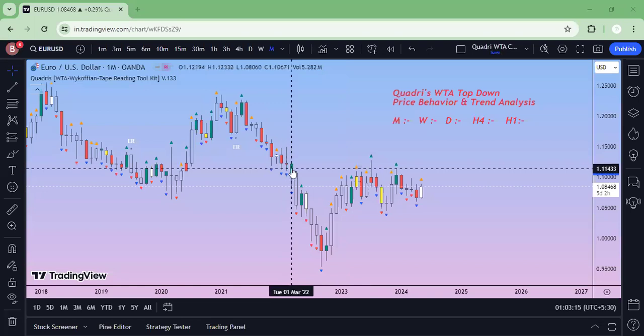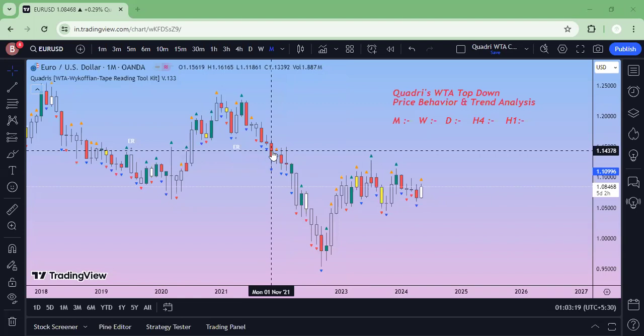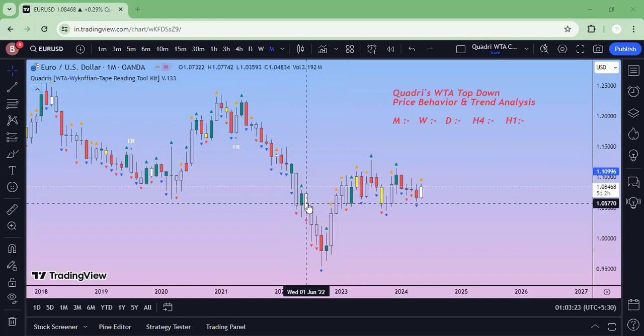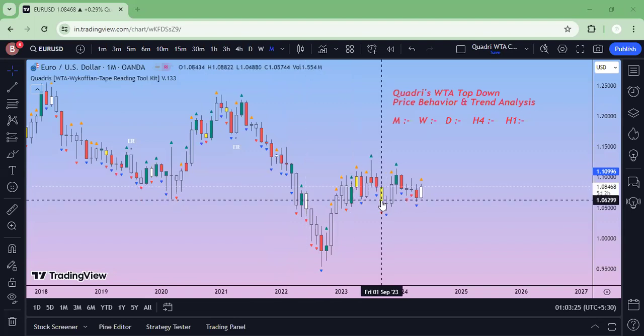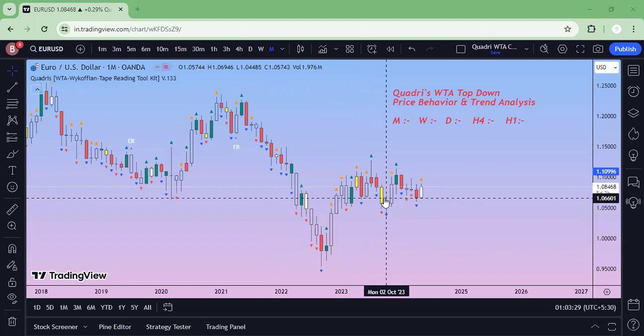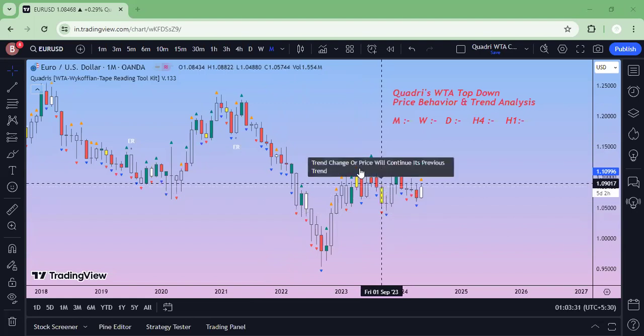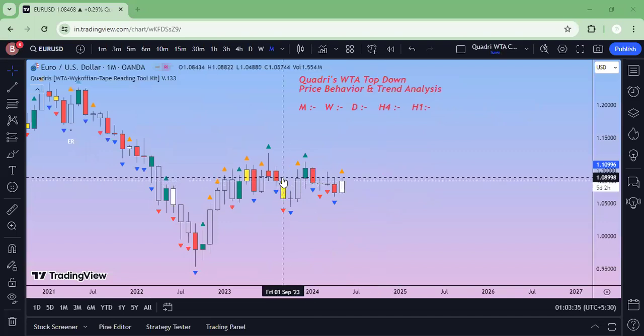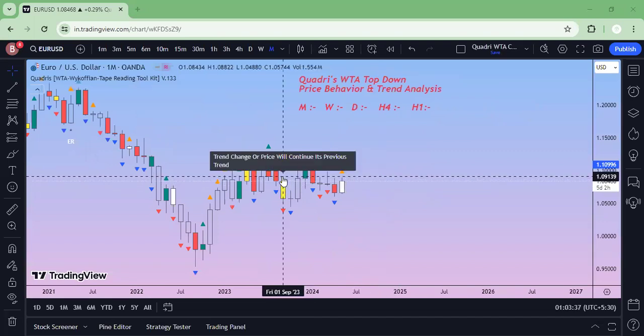Green means they have certain demand, and red means they have certain selling. White means no demand, no supply. Yellow means a trend change is evident or is about to take place. For example, if you hover your mouse on the high of this particular yellow candle, you can see trend change or price will continue the previous trend.